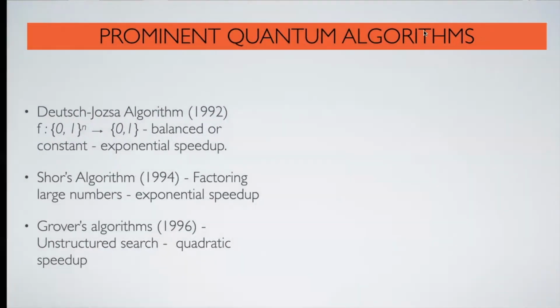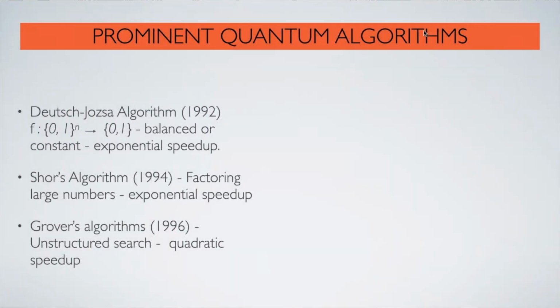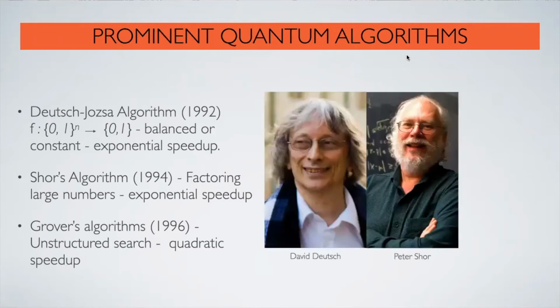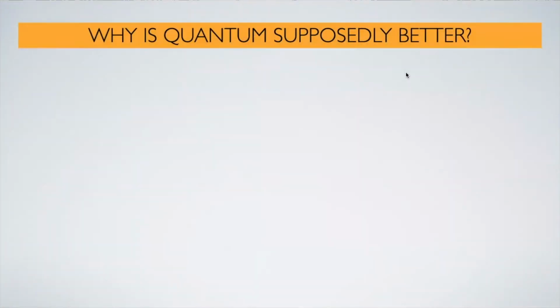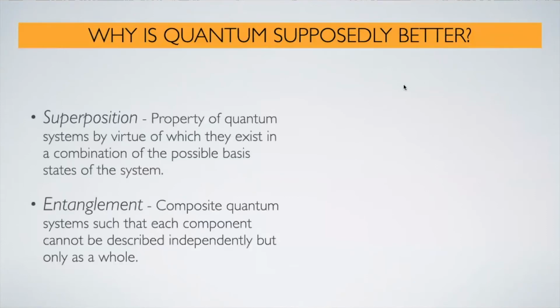Cut to the 1990s, you already have three algorithms, namely the Deutsch-Jozsa algorithm, Shor's algorithm, and Grover's algorithm. They give you either an exponential or at least a quadratic speedup over the best classical algorithms. These are the scientists who proposed those algorithms. This begs the question as to how quantum algorithms are able to show this theoretical supremacy over classical algorithms. The reason lies in two principles of quantum mechanics, namely superposition and entanglement.